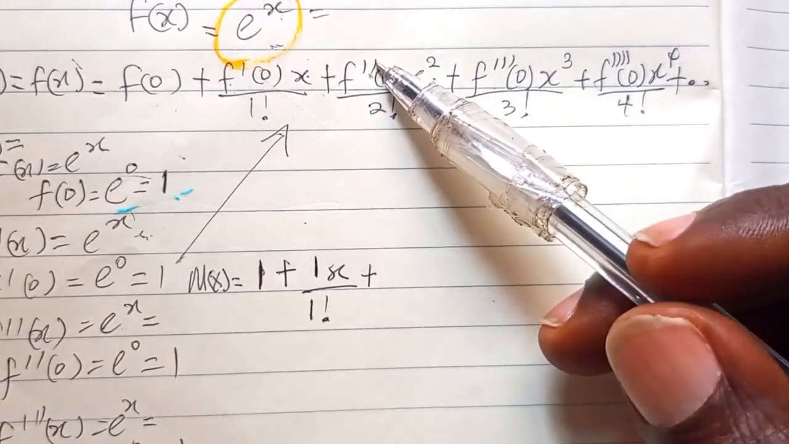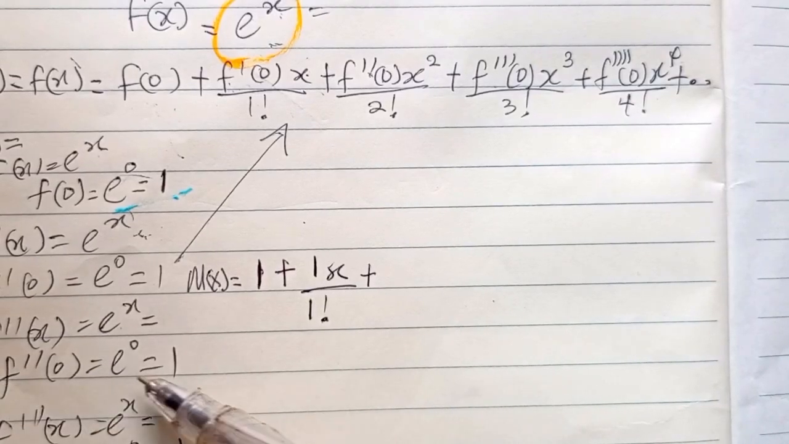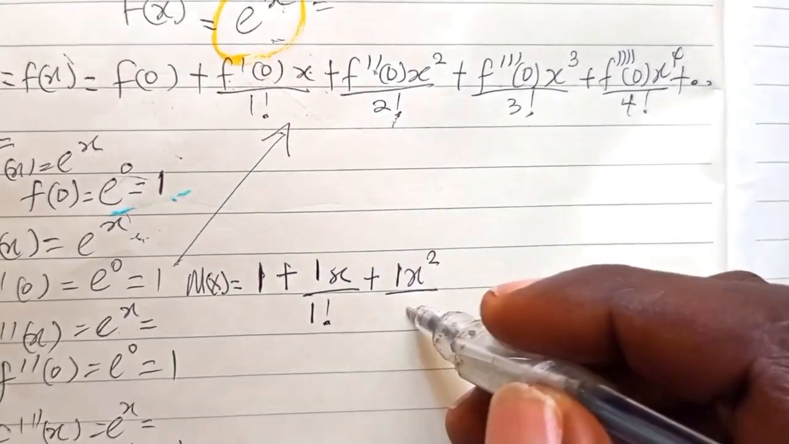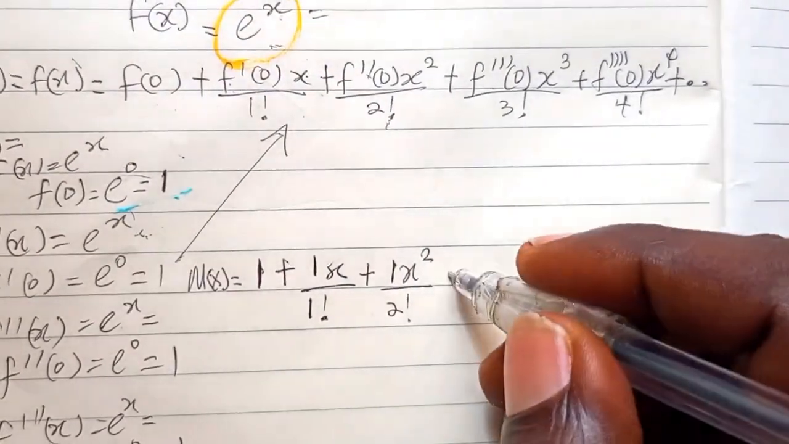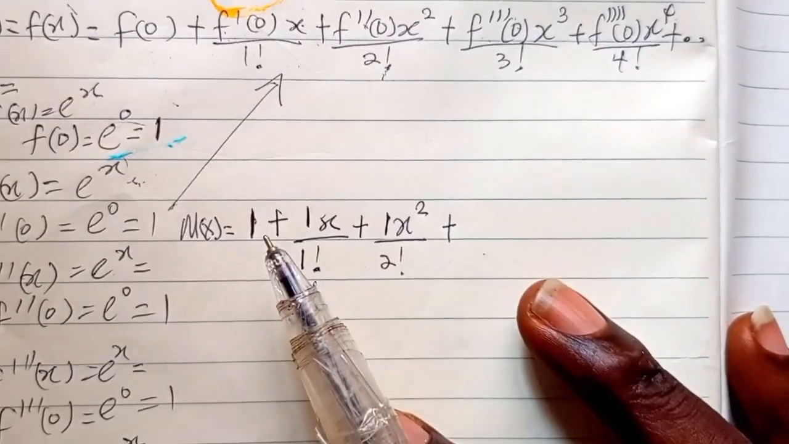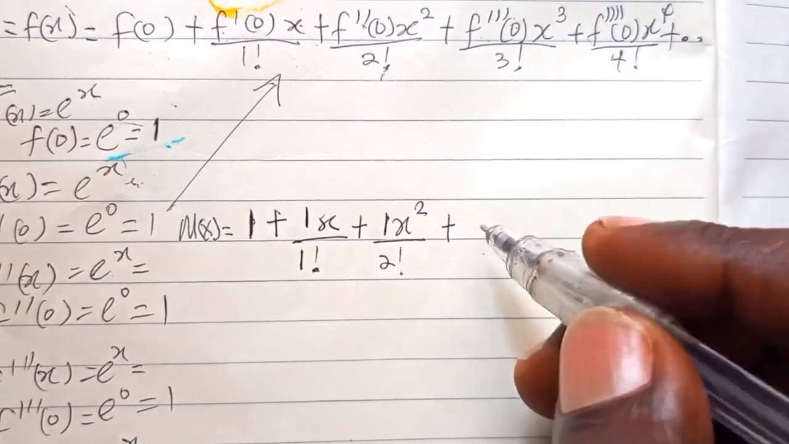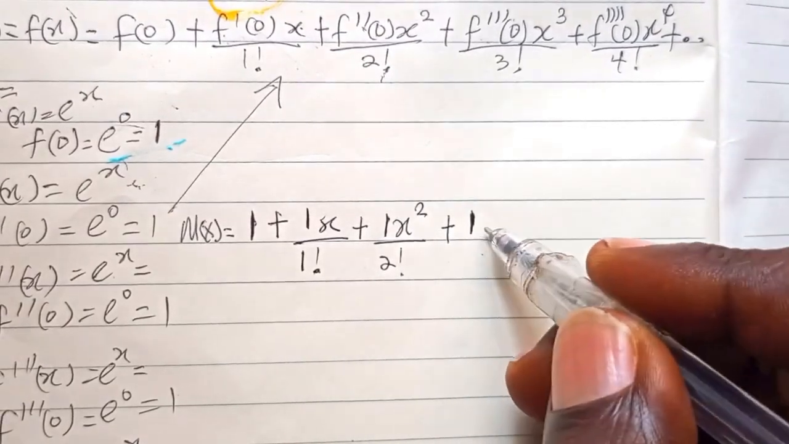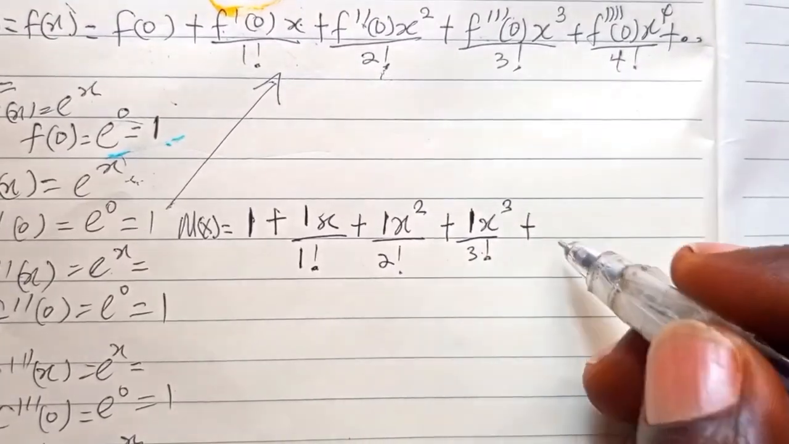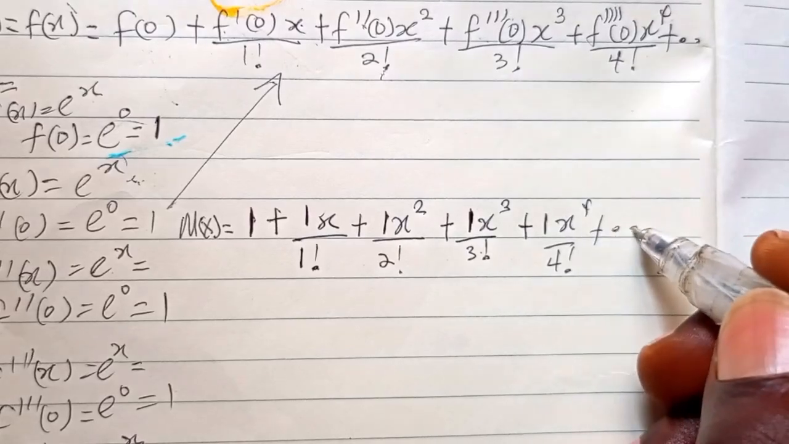plus f prime prime of 0. Look at it here. It's also 1. So I'm going to write 1 here. I'll put x squared at the back and put 2 factorial under. Plus f prime prime prime of 0 is also 1. As you can see here, it's also 1. So it will be 1 times x cubed over 3 factorial plus this one too is 1. Let me just make it fast. Plus and so on like that.